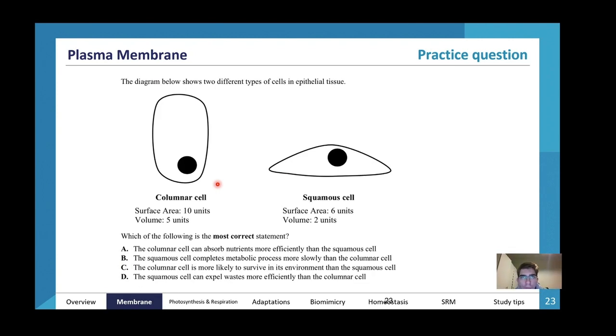The diagram below shows two different types of cells in epithelial tissue with different surface area to volume ratios. This one has a 2 to 1 surface area to volume ratio, and this one has a 3 to 1 surface area to volume ratio. So which one of the following is the most correct statement? A, the columnar cell can absorb nutrients more efficiently than the squamous cell. B, the squamous cell completes metabolic processes more slowly than the columnar cell. C, the columnar cell is more likely to survive in its environment than the squamous cell. And D, the squamous cell can expel waste more efficiently than the columnar cell. Which one would be the correct answer? A, B, C, or D? I'll give you a moment to think about it. And the answer is D.